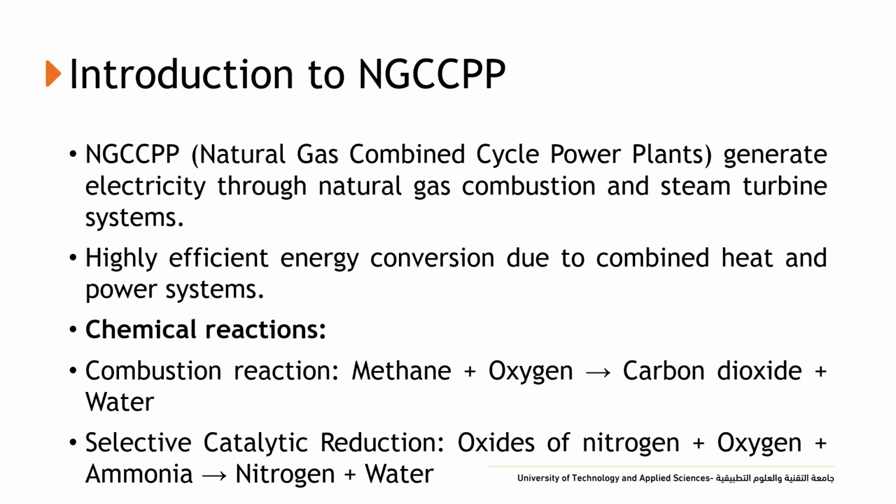There are two chemical reactions taking place in natural gas combined cycle power plants. The first, primary reaction is the combustion reaction, in which the natural gas reacts with oxygen to produce carbon dioxide and water if the combustion is complete. And if the combustion is incomplete, then it produces carbon monoxide and water.